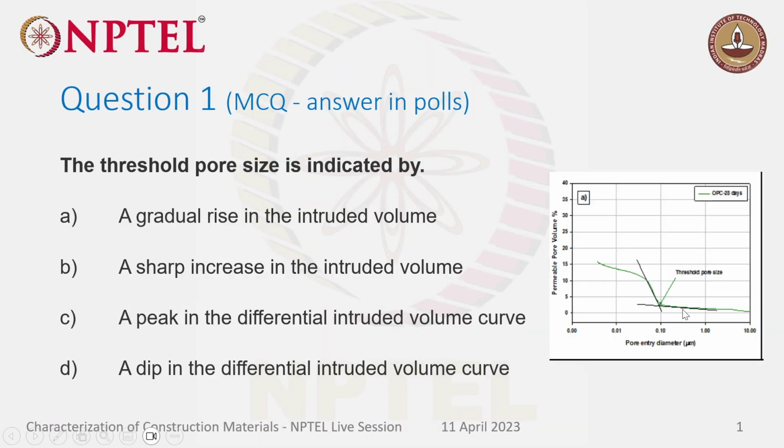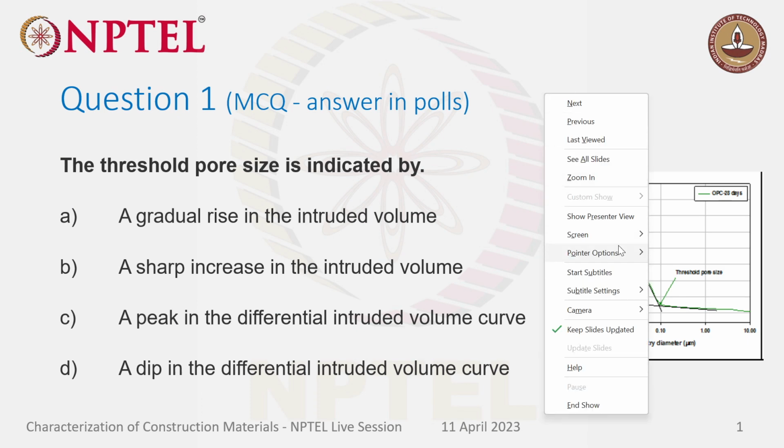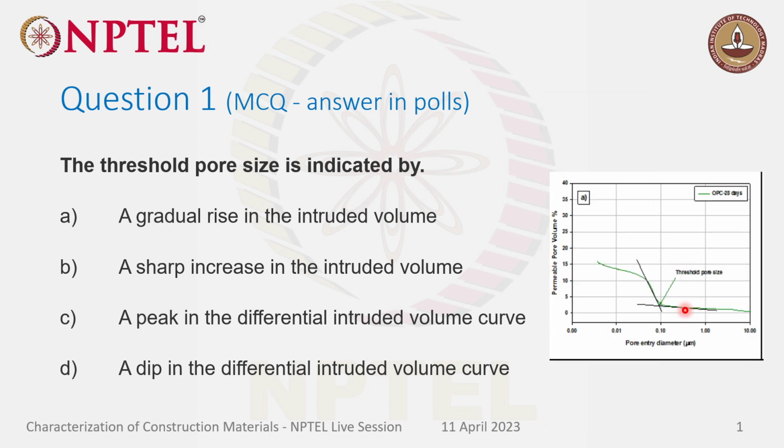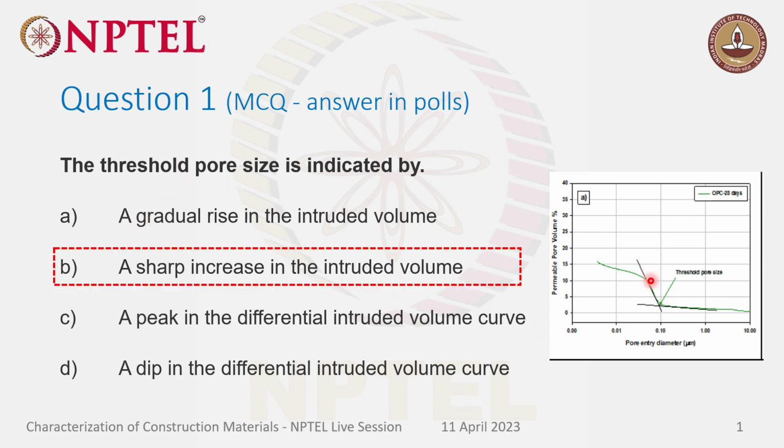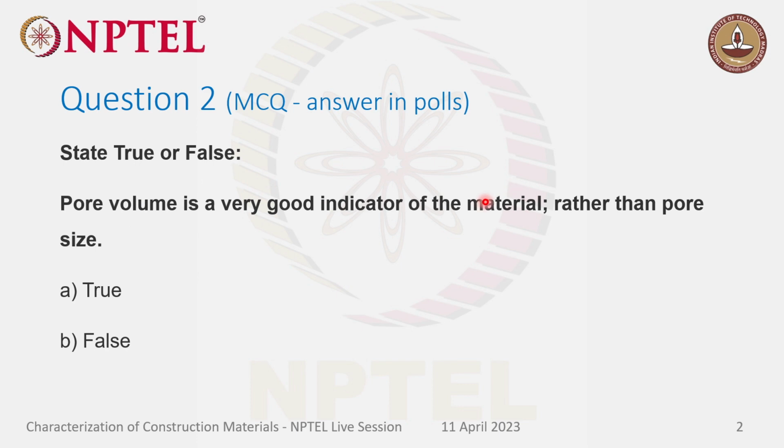If you see, all of a sudden there will be a sharp increase in the intruded volume. From this graph, we'll be able to understand that. We can see there is a sharp increase in the intruded volume, so that is known as the threshold pore size. So the correct answer is option B. Now let's move to question number 2.